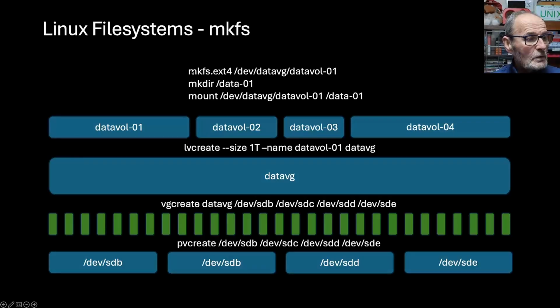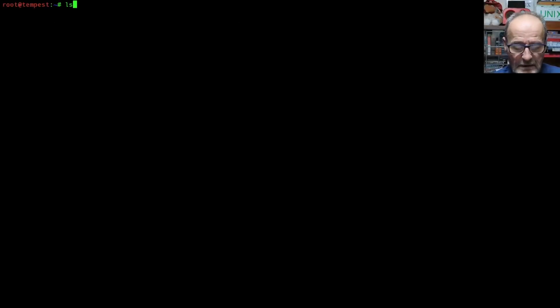So the first thing we do is a mkfs. We then make a directory, and then we mount that device onto that directory, and actually not mentioned there, but then we would go on and probably put an entry into /etc/fstab. And by the way, let's just have a look at ls of /dev/data VG, and in there we can see our volume.